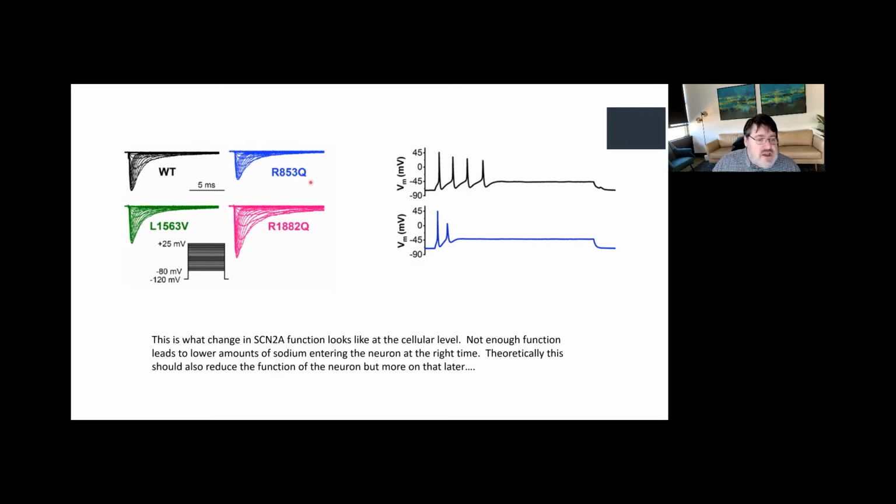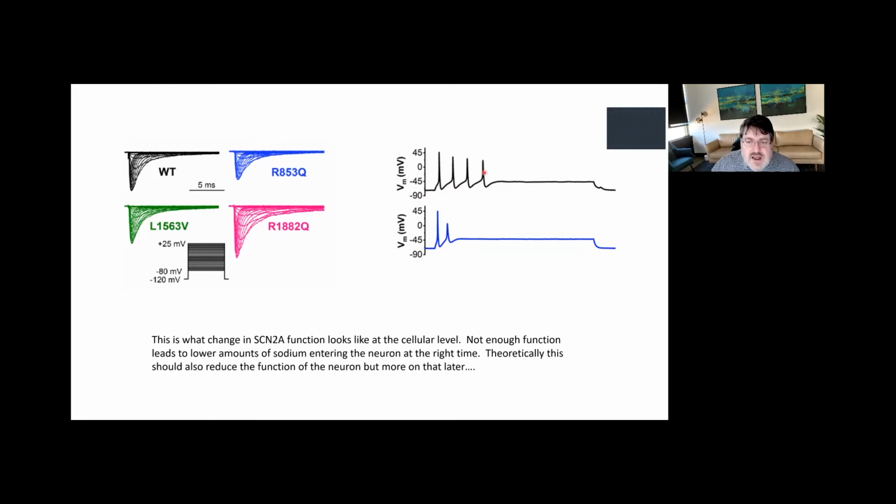But if you look at this mutation, R853Q, which is an arginine to a glutamine at this position within the protein, these currents, the sodium channel is smaller. You can see here, the peak is less than here. This is a loss of function mutation. And when you look at the neurons, you don't get as much activity. So that's what we see in this particular way of studying it. But let's just pause on this and more on this concept later. This is what happens at the most fundamental level. Not enough sodium channel, you don't get enough neuronal activity.